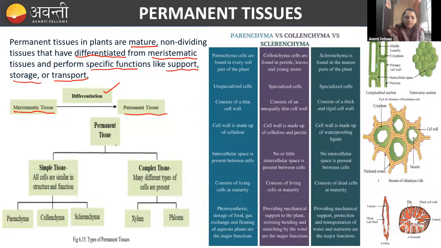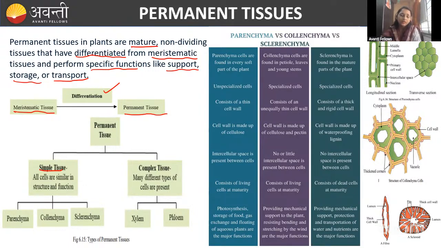tissue. In the permanent tissue, we have simple tissue, meaning permanent tissue made up of cells. All cells are in a similar structure and all are performing the same function. For example, I have given a project to all the 12th students. It's like a simple tissue. All are 12th students only. It is easy to perform the project.